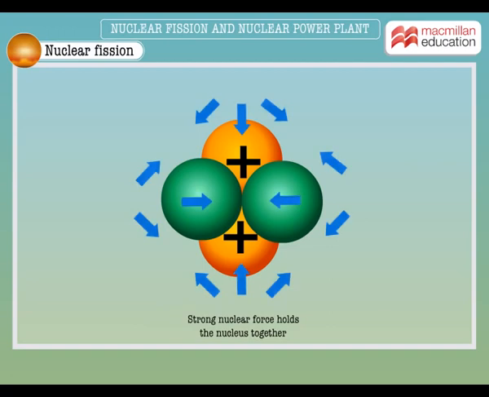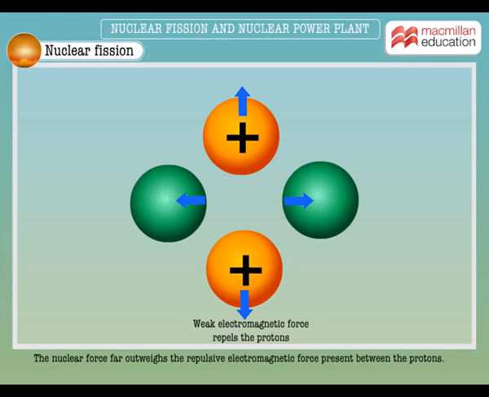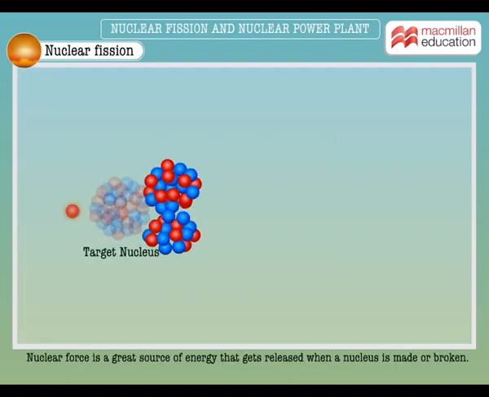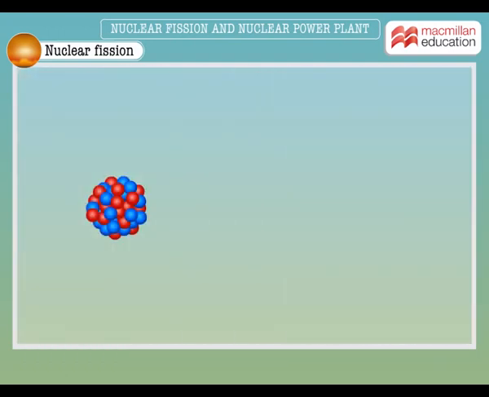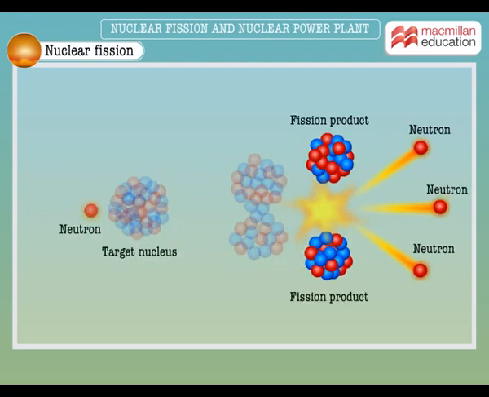Well, inside the nucleus, there is a very strong attractive force, several thousand times greater than gravity. Nuclear force far outweighs the repulsive electromagnetic force present between the protons. Nuclear force is a great source of energy that gets released when a nucleus is made or broken. Watch how a neutron strikes a heavy nucleus and splits it.